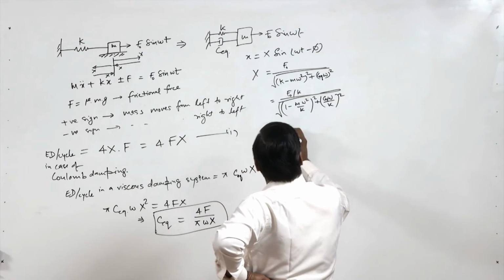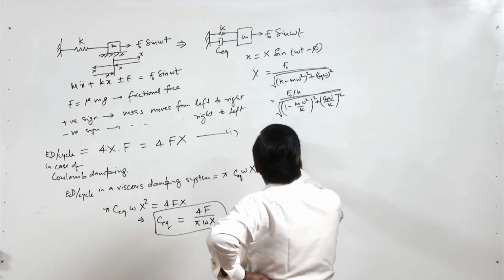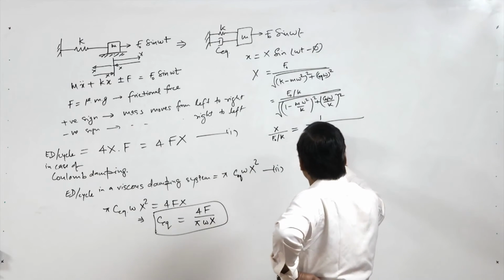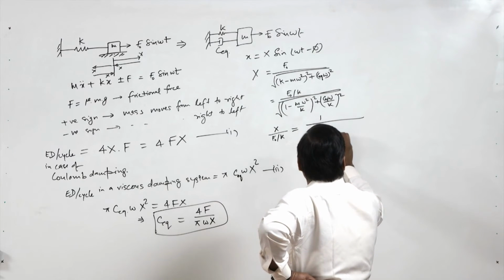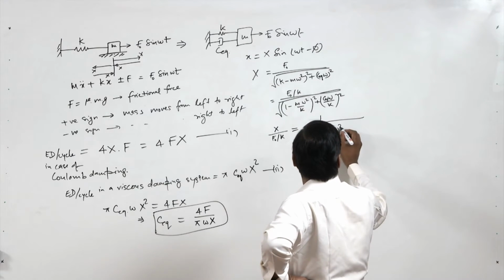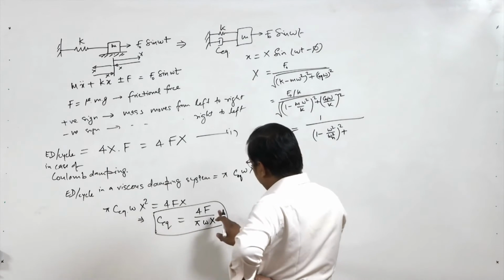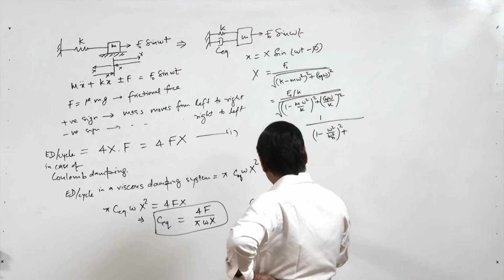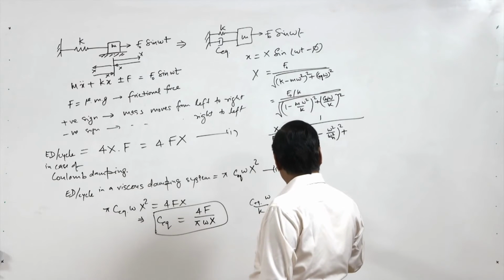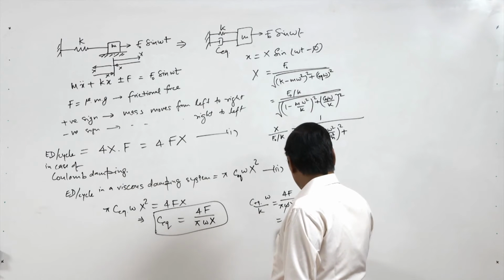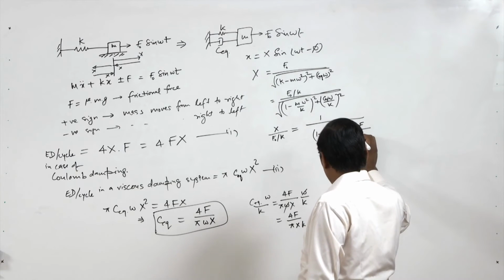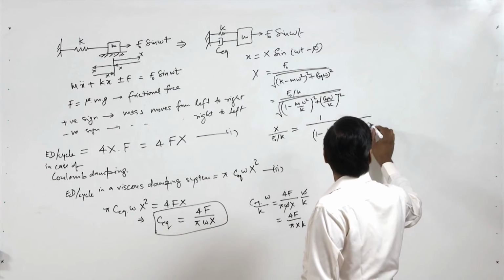And now we can write here x by f0 by k equal to 1 upon root of (1 minus omega square by omega n square) whole square plus, we can put here the C equivalent value. So C equivalent into omega by k equals 4f by pi omega x into omega by k. So omega will cancel out. We will get 4f by pi k x, whole square, under root.